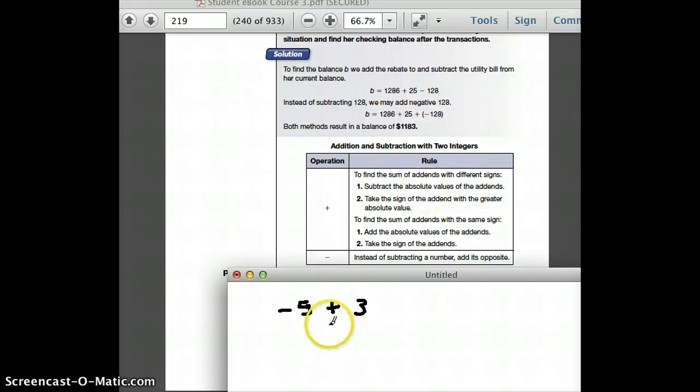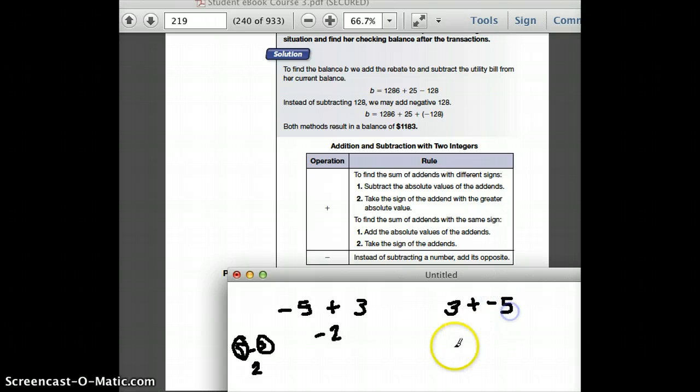So what that means is you would take these numbers and just imagine they don't have negatives. You'd say, okay, if I subtracted them, they would be 2. Now, it says take the sign of the addend with the greater absolute value. So which one of these is bigger, 5 or 3? Well, 5 is bigger. So that means the 2 takes this sign, and that's why it becomes -2. Now you can memorize that rule. Do it the other way.